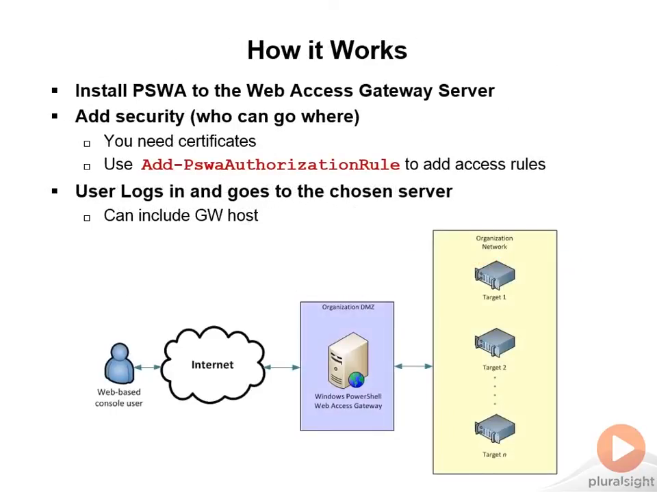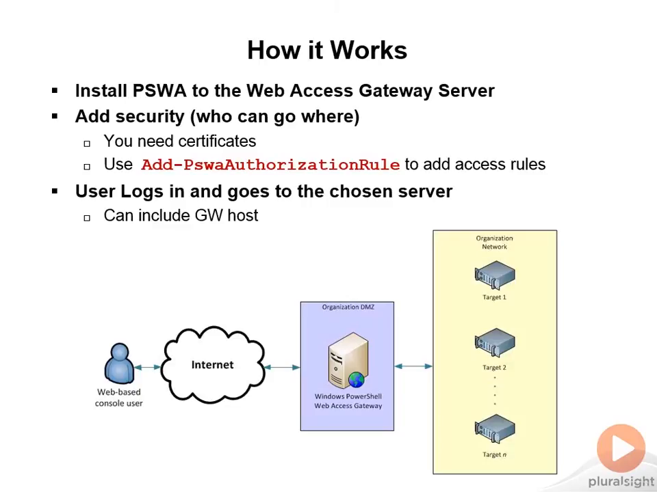Now, the way this works is, having installed PSWA on the gateway server, you need to add a bit of security, and that security basically says who can go where. You'll also need certificates because this is all accessed over HTTPS. Now, for the demo and in testing, I'm using test certificates. These generate a certificate error in IE, but we can ignore that for the purposes of testing. Now, once I've added all the PSWA authorization rules, I can then simply log in and go to my chosen server, which can include the gateway host itself.